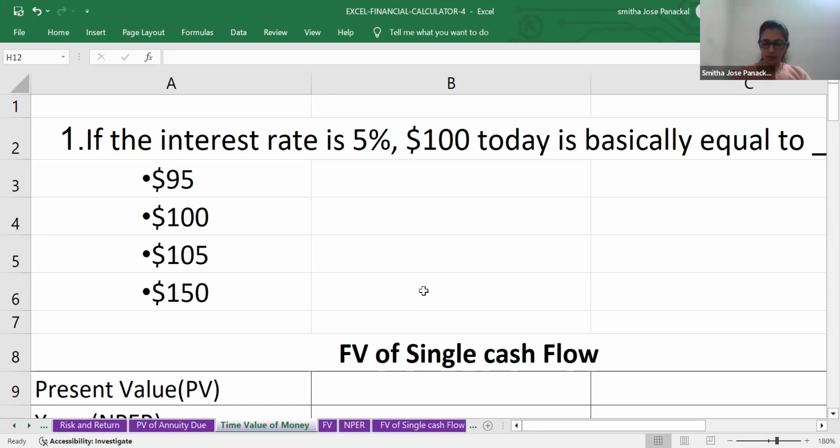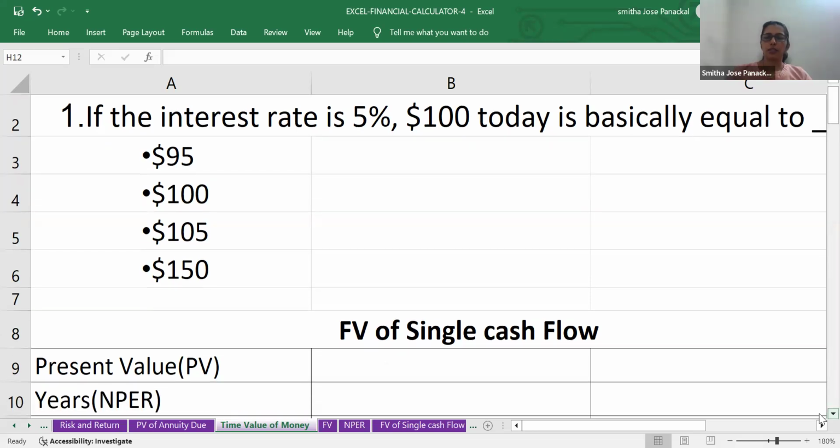And you may be knowing about compounding and discounting. What is it? Compounding is a process of converting present value to future terms. And discounting is the process of converting future value to present terms. I'll show you how you can convert present value to future terms and future value to present terms. Okay, let us go through this example.